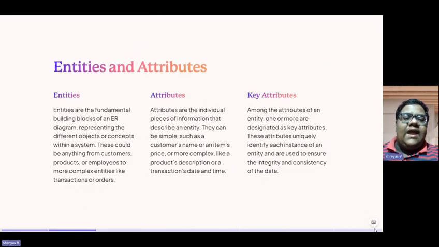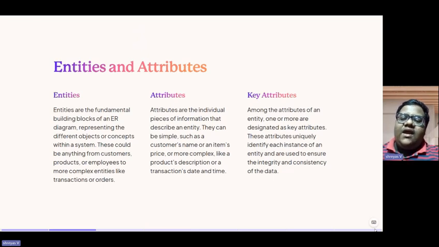Entities and attributes. Entities are the fundamental building blocks of an ER diagram, representing the different objects or concepts within the system. This could be anything from customers, products, or employees to more complex entities like transactions or orders. Attributes are individual pieces of information that describe an entity.